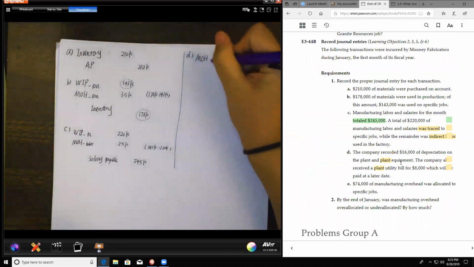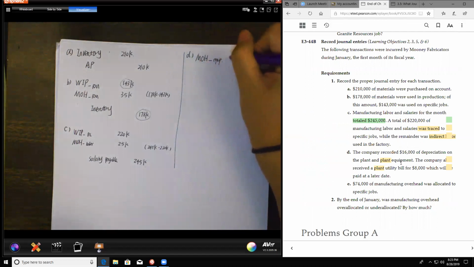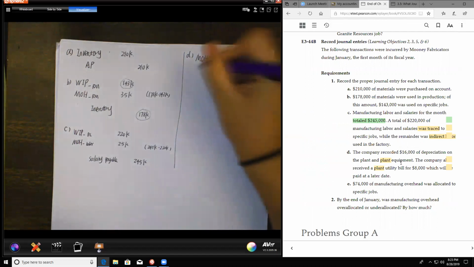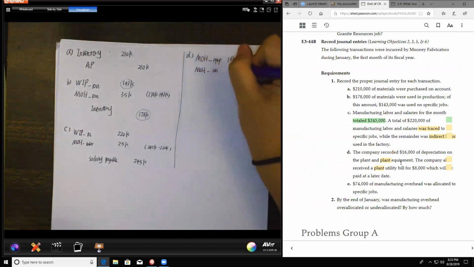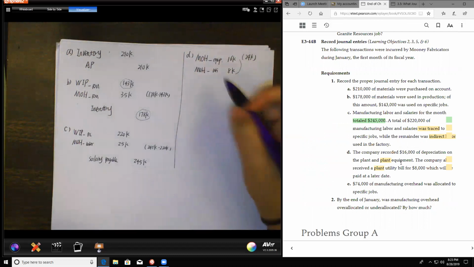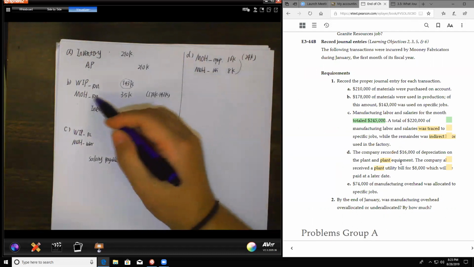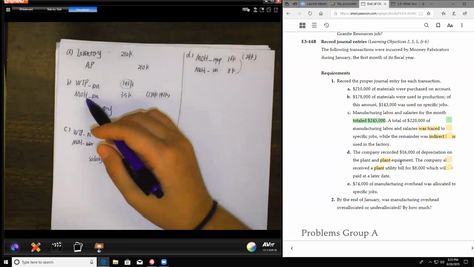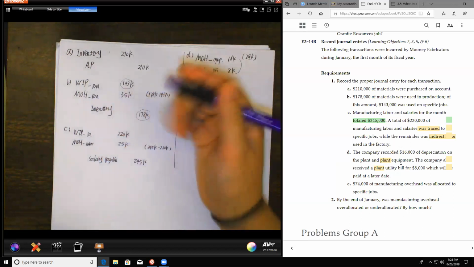So first part, manufacturing overhead from your equipment depreciation is 16,000, and then you also have the utility, which is 8,000. You can just say that is 24,000. You can just put one manufacturing overhead 24,000. That's fine. I just put this note so later I will know what type of manufacturing overhead.